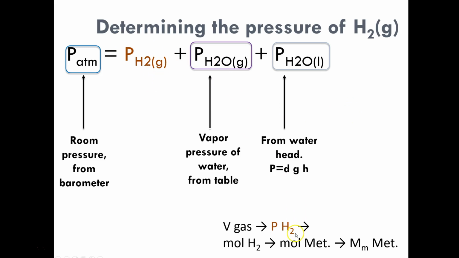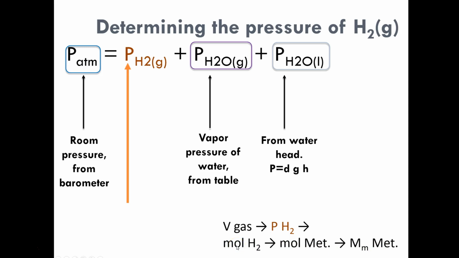But remember, that's only really the first step. That's not our goal. Our goal is to figure out the molar mass. And so the reason we wanted to know the pressure of the hydrogen gas is because that's going to tell us about the moles of hydrogen that we collected, which is going to be useful in this logic.